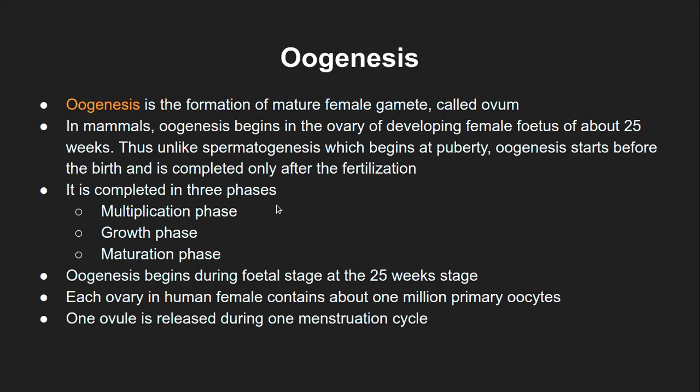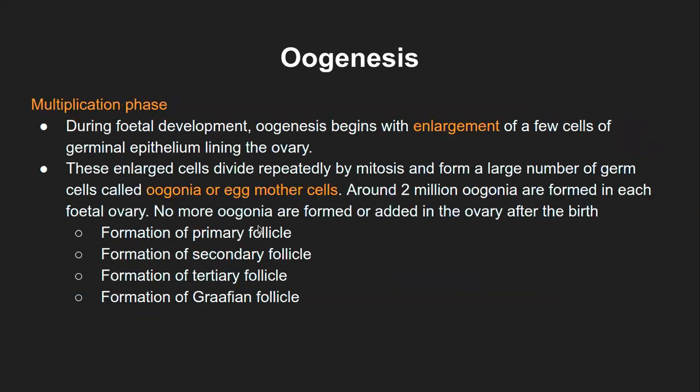So what we need to remember here is what oogenesis is, when it starts, and what the 3 different phases of oogenesis are, that is, multiplication phase, growth phase, and maturation phase. And we will further unfold each of these phases into several other phases.